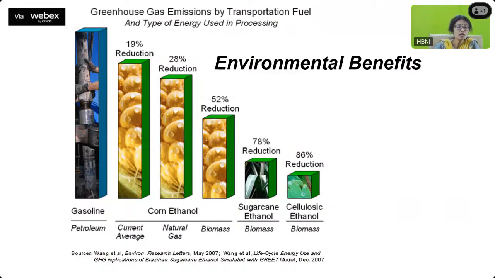What are the environmental benefits? Suppose you are using gasoline or petroleum as a fuel and you are generating greenhouse gas. If you switch over to something like corn ethanol, which is a biomass, you can reduce carbon dioxide emission by up to 52%. And you go even further if you use sugarcane ethanol, the ethanol coming from sugarcane. In that case you have around 78% reduction of the greenhouse gas, carbon dioxide. And when you're using cellulosic ethanol, which is another biomass, you have almost 86% reduction. So these are all the different environmental benefits you have when you're using these different kinds of biomass for production of energy.